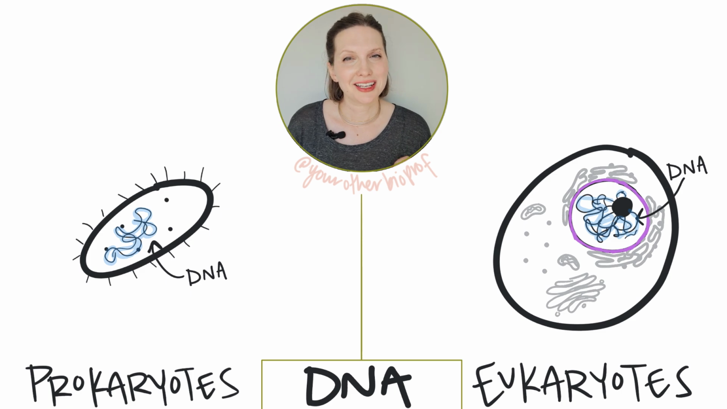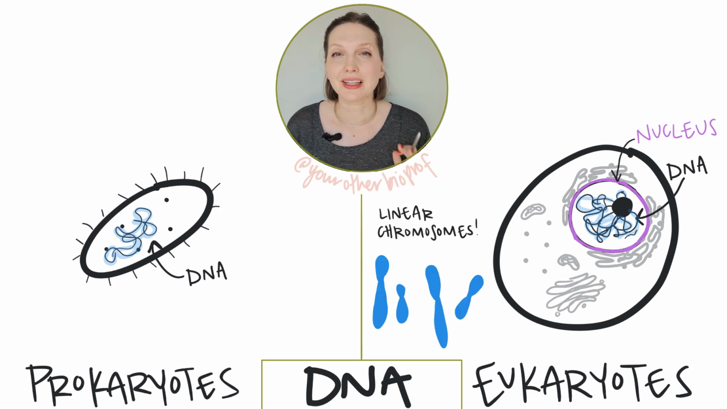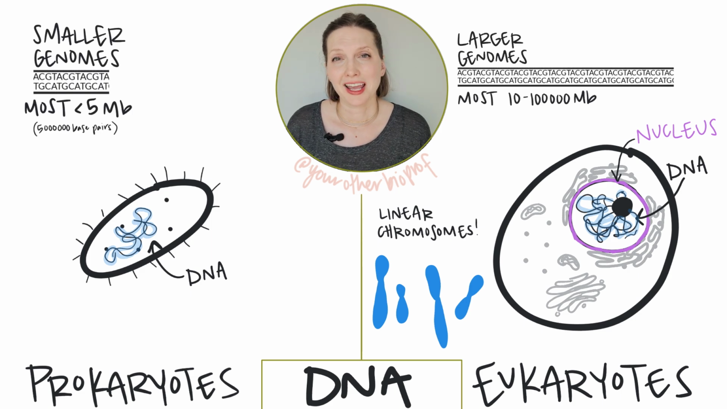Something else eukaryotes tend to have much more of: DNA. In a eukaryotic cell, DNA is found in the nucleus, organized into multiple linear chromosomes. And we've got more of it, more A's, C's, G's, and T's.